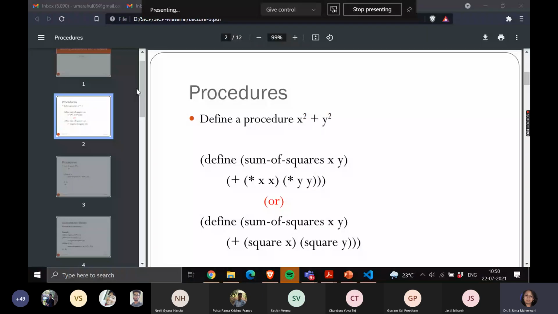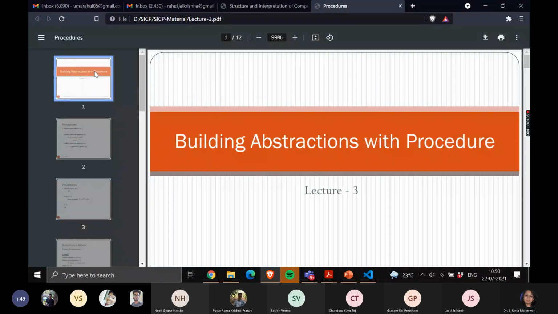Can you see my screen? Can you see my screen? Yes, ma'am. Yeah, thank you. Thanks for answering. Students, final year students, you are just hesitating to interact with the teacher. Okay, anyway, I don't know the reason.